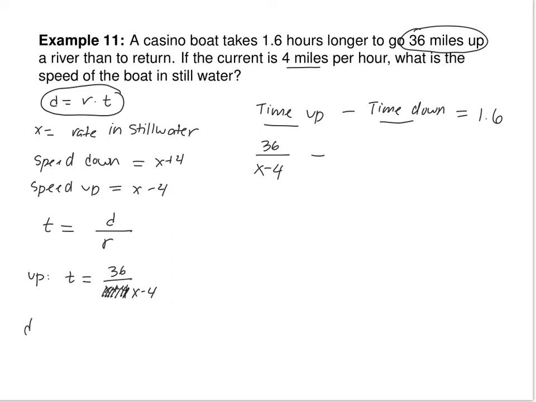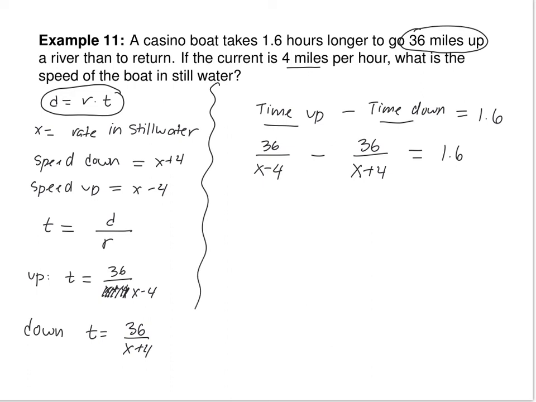How about the time for down, what's that? 36 divided by x plus 4. And that equals 1.6. With all problems that involve stories, the hardest part is getting the whole equation in the first place, right? Once you've got that, it's not so bad. It's a little bad, but it's not so bad.